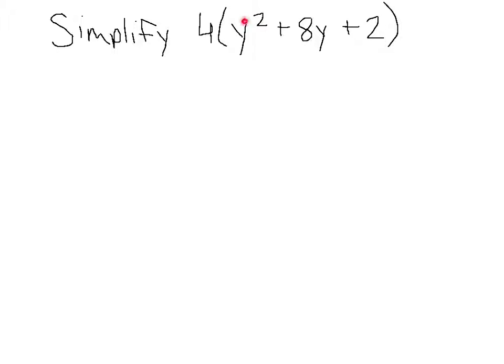You have to multiply the first term by the outside term, the second term by the outside term, and the third term by the outside term. You could have more terms on the inside and you could have less. It really depends on the problem.